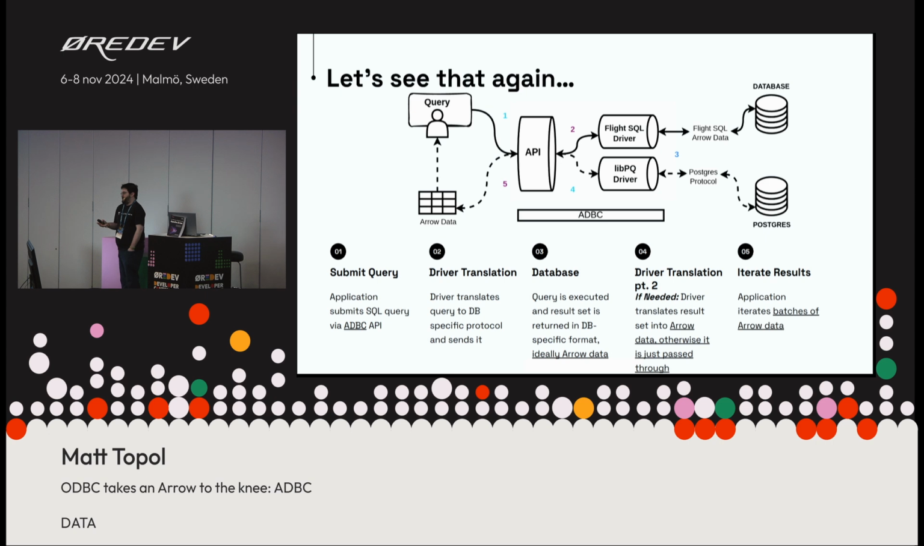If it doesn't return it in Arrow, then yes, you have a conversion cost, but you also end up with a really good argument to get that database to support Arrow output, because you'd get a performance benefit from doing that. Meanwhile, your application only has to deal with Arrow data the whole way. And then finally, you can iterate those rows.